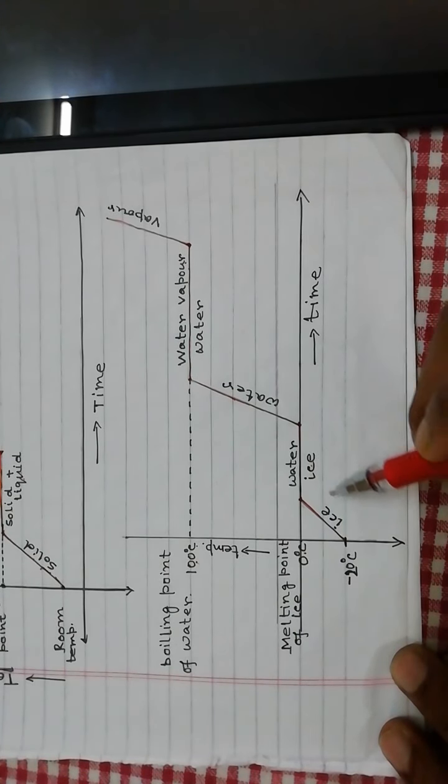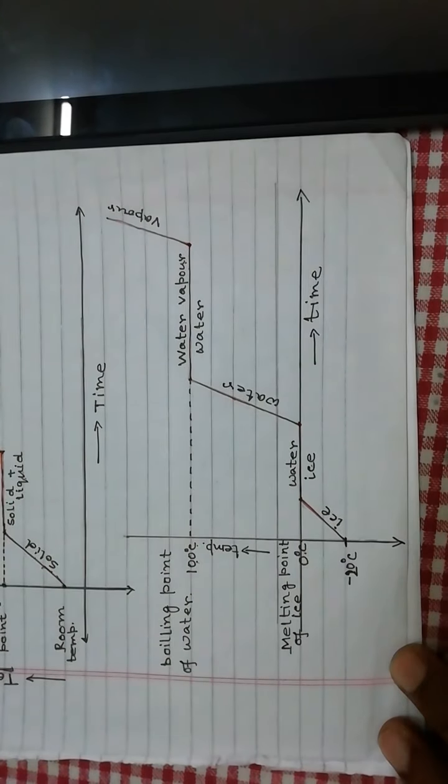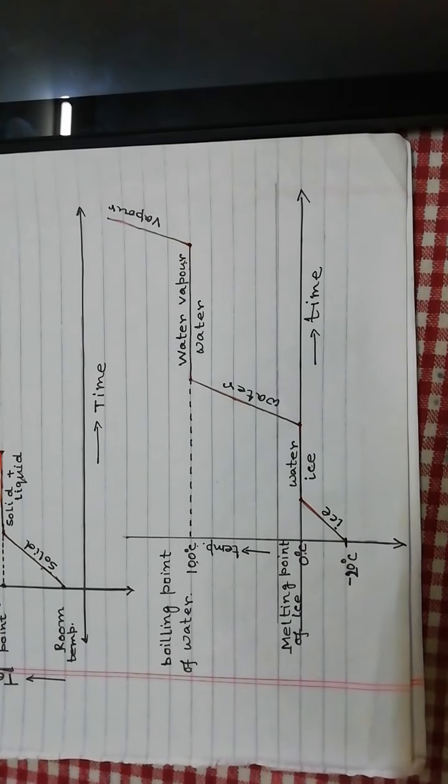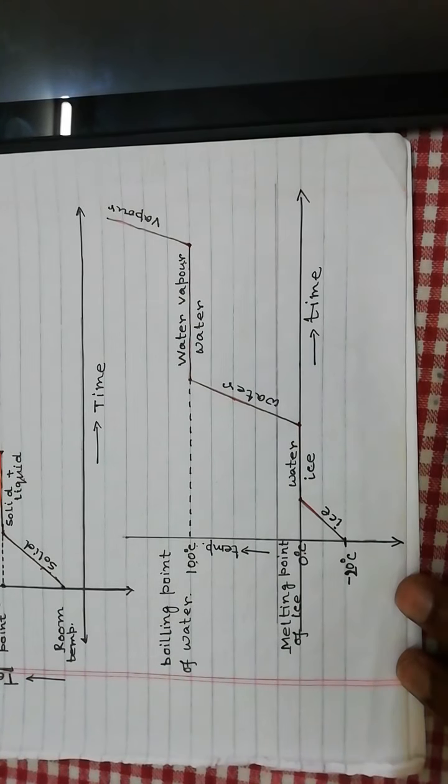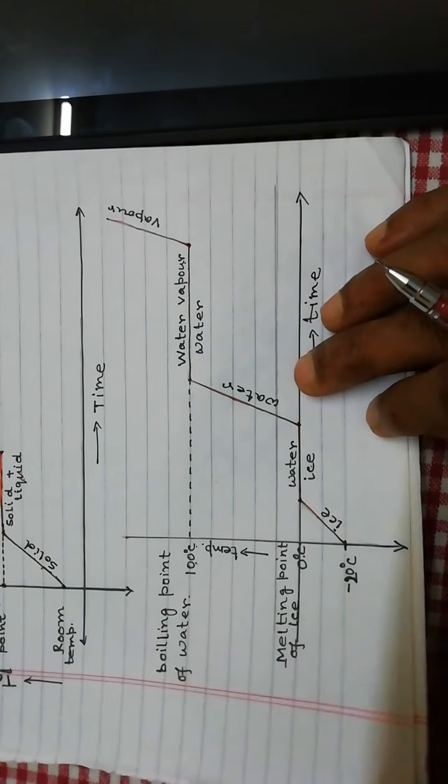This is the heating curve. This and this are the heating curve. When heat is supplied, this shows how the temperature of the substance changes or how the state changes. That means when heat is supplied to the substance, the temperature starts to increase. Then when the melting point or boiling point is reached, it is converted into another state.